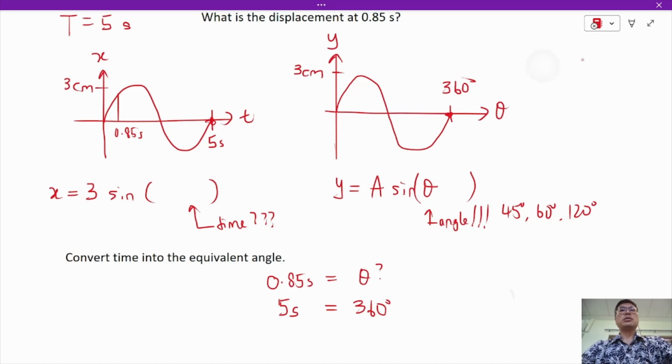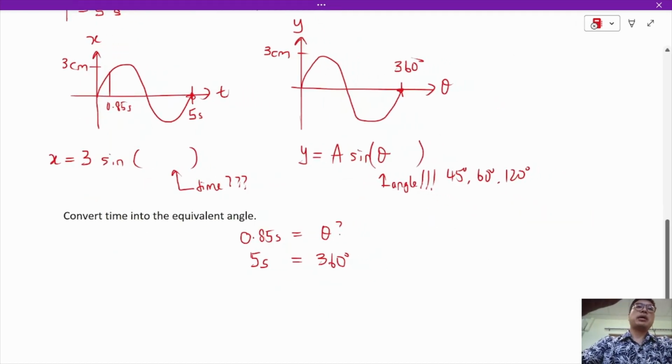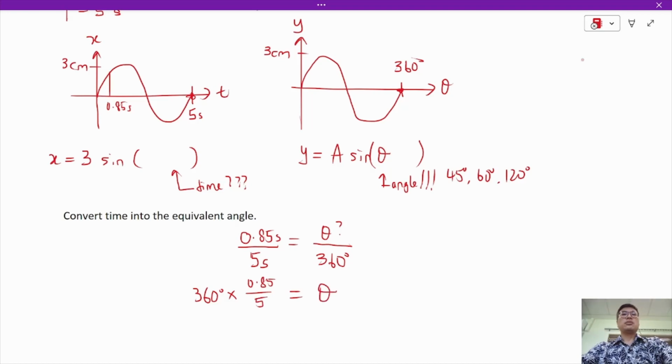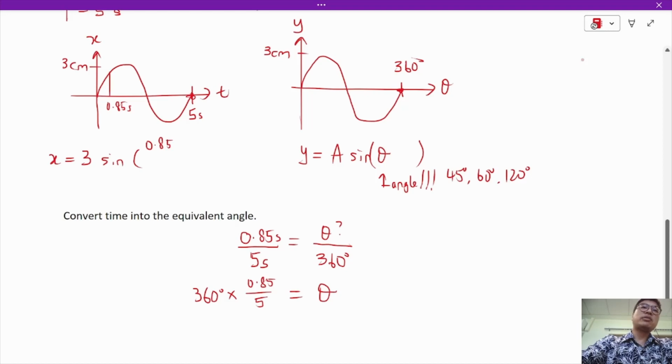Now, how can we do this? We can do this very easily by using abracadabra. We divide both equations, and then we get this thing. So we get 360 degrees multiplied by 0.85 over 5 will be equals to theta. So this is great. So now instead of the time, what do we put in here? We can put in the value 0.85 divided by 5 times 360 degrees.